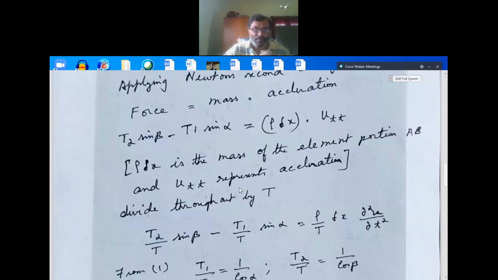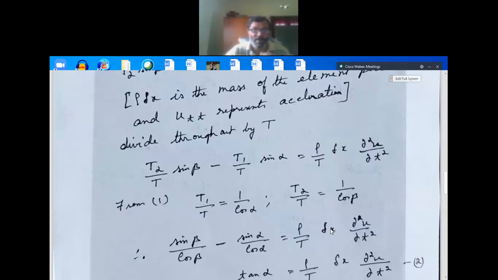Now how do we proceed next? We divide throughout by T. So when you divide throughout by T, what happens? T2 by T sin beta minus T1 by T sin alpha equals, here also I divided by T, rho by T delta x into dou squared u by dou t squared. This is partial differentiation with respect to t two times, which is nothing but acceleration.